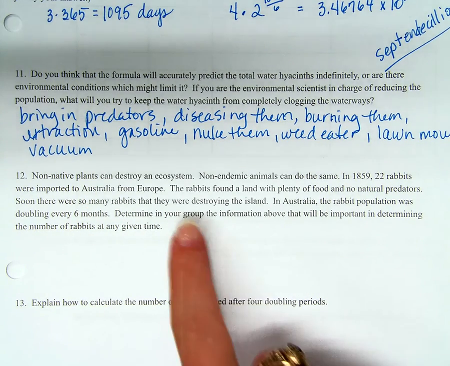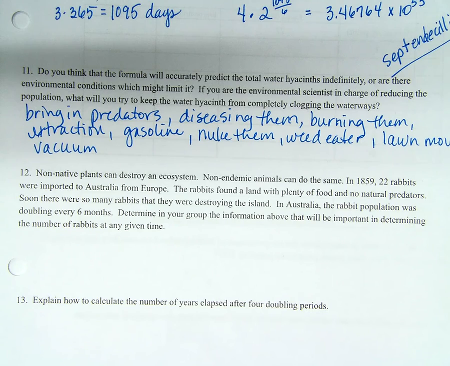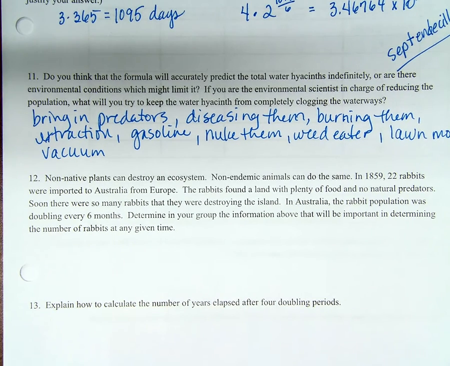The rest of the worksheet talks about rabbits, because in 1859, 22 rabbits were brought from Europe to Australia. And think about how fast rabbits reproduce. Okay, so think about what would happen there. You'll have some equations to write and things like we did in the first one with the water hyacinths, and you can just go from there. Okay?